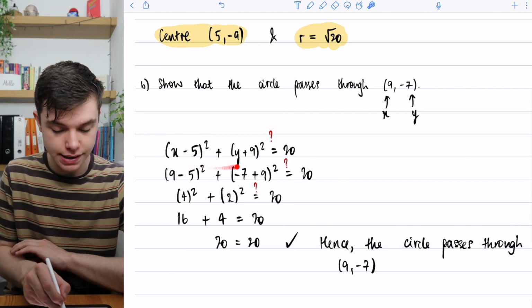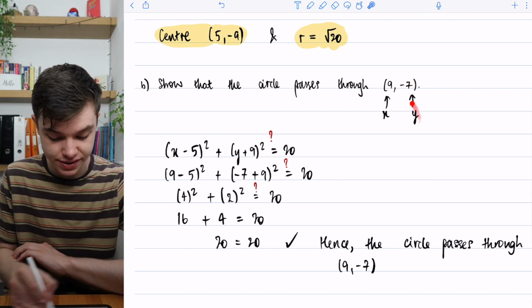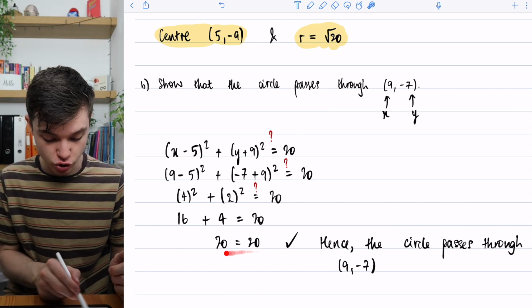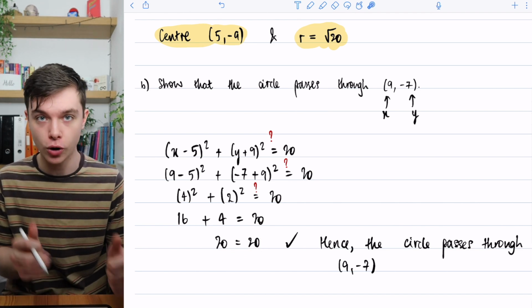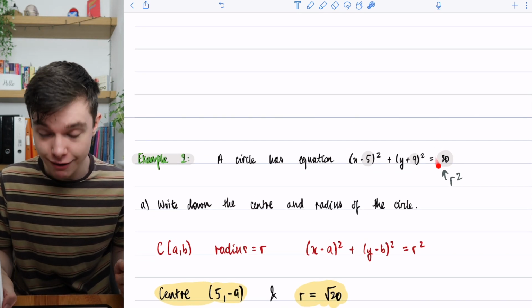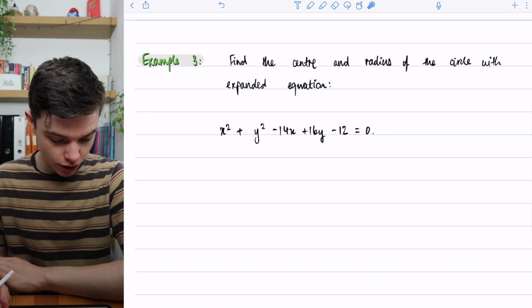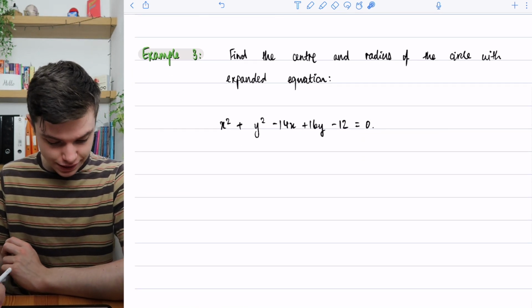When we substituted our x of 9 and our y of 7 into here, the right hand side and the left hand side were both 20. We can see 16 plus 4 is 20, and that's what our equation is equal to. So it works.